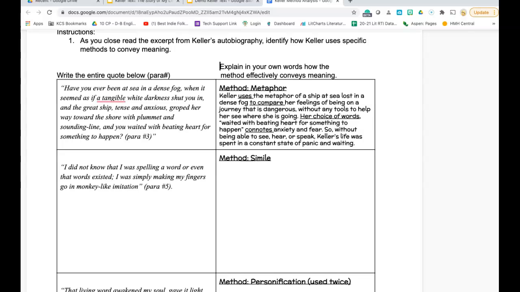I've got the topic sentence explaining the metaphor, and then I kind of skip right into the evidence, with her choice of words and the quote, waited with beating heart. But essentially, I've got the guts there for a TREES paragraph.